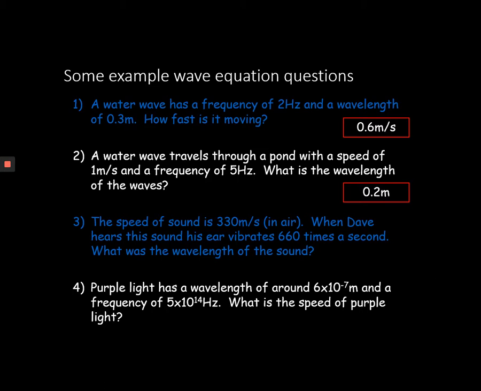But 6 times 10 to the minus 7 is the wavelength, and the frequency is 5 times 10 to the 14. So you're multiplying, there's no rearrangement needed there because you're after the speed, but you're multiplying 6 times 10 to the minus 7 by 5 times 10 to the 14. So you should get those two answers for the last two.